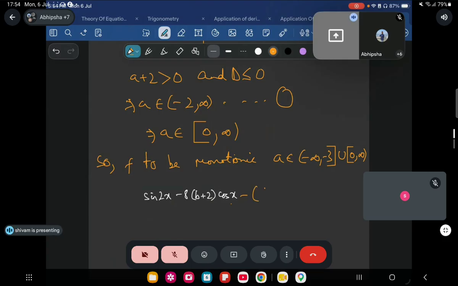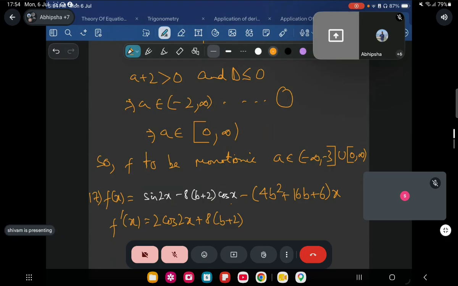Minus within brackets 4b square plus 16b plus 6 into x. Okay. So this is what f of x is. This is number 17. What is f dash x? f dash x is equal to 2 cos 2x minus 8 in, plus 8 into b plus 2 into sin x minus 4b square plus 16b plus 6.